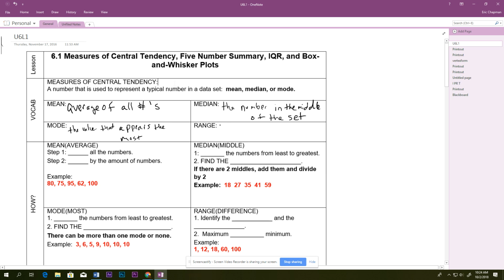Our range is the difference between the largest and smallest value. And we'll look at finding all of these right now.